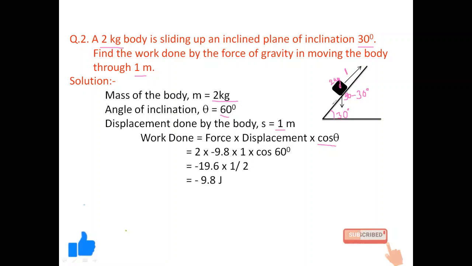And as the displacement is going anti gravity, ठीक है, तो यहाँ पे minus 9.8. Force is mass into gravitation, so mass यहाँ पे 2 kg दिया हुआ है और acceleration due to gravity is 9.8. ठीक है, displacement is 1 and cos 60 degree, क्योंकि angle between force and displacement here is 60 degree. On calculating this we get the value minus 9.8 joule. So the work done in moving the body through 1 meter is minus 9.8 joule.